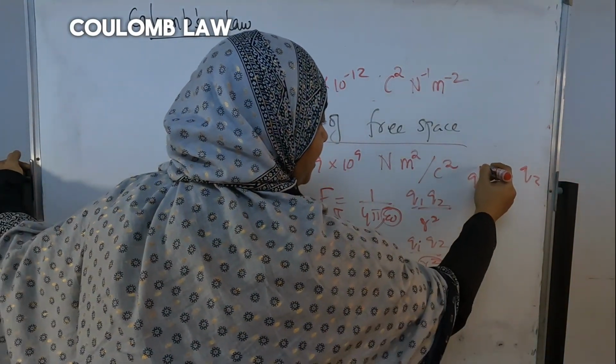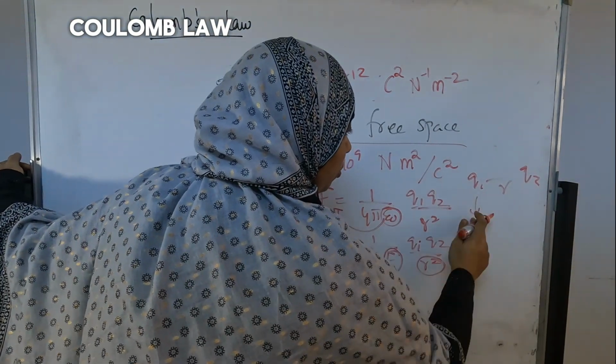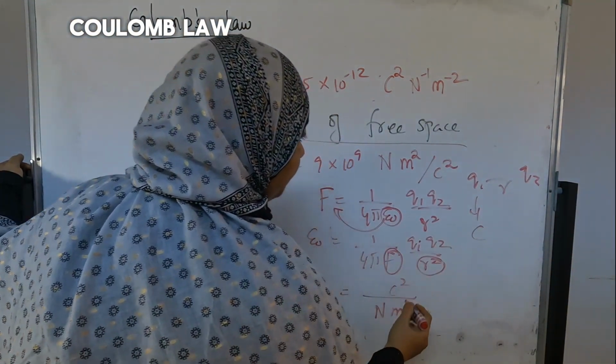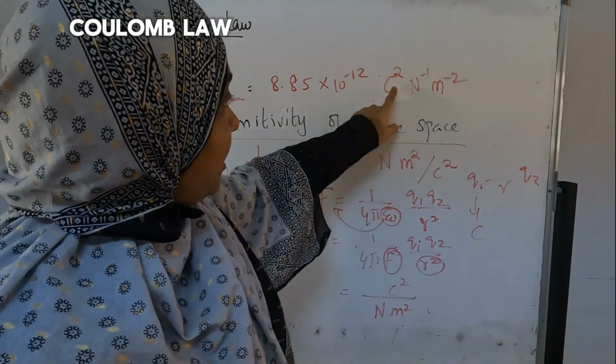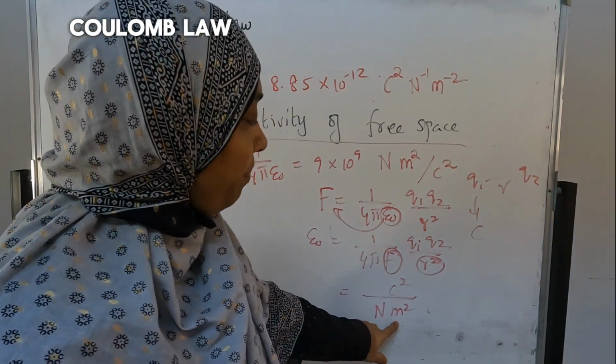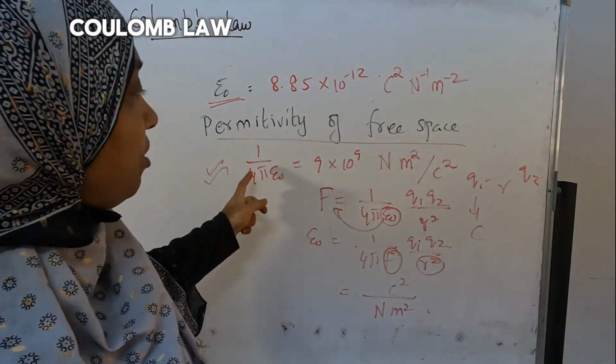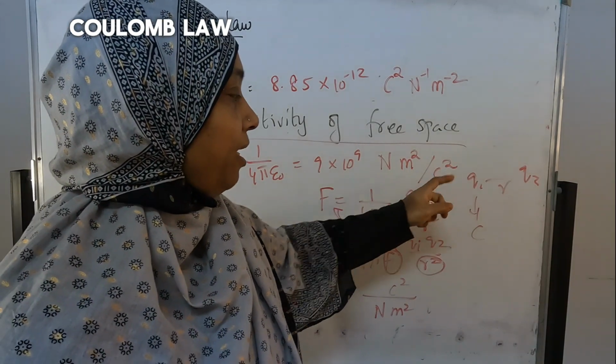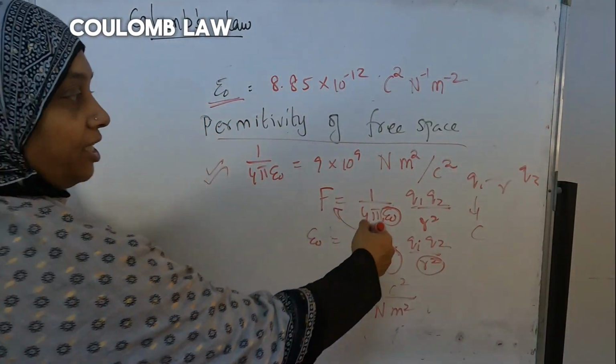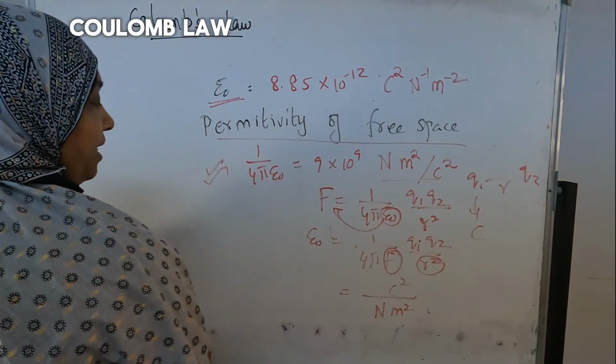This charge we are representing in coulombs. So 2 coulombs, so coulomb square. So that only is coming as the SI unit: coulomb square Newton minus 1 meter minus 2. Similarly, you will get Newton meter square by coulomb square. If you forget this SI unit, we can derive it from the formula itself.